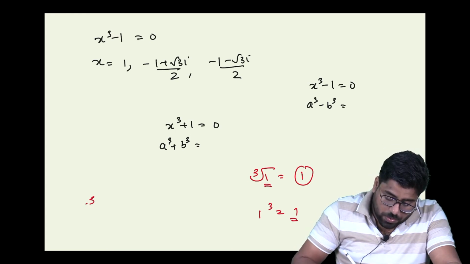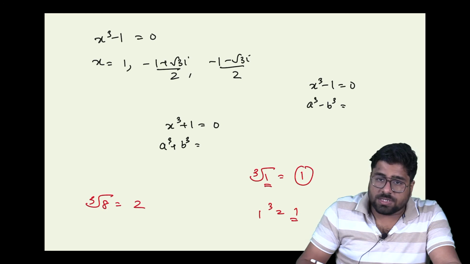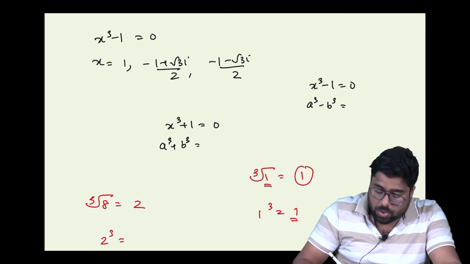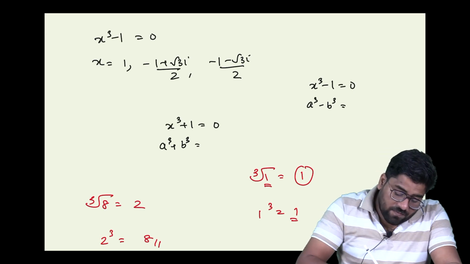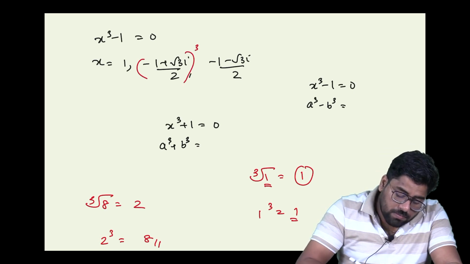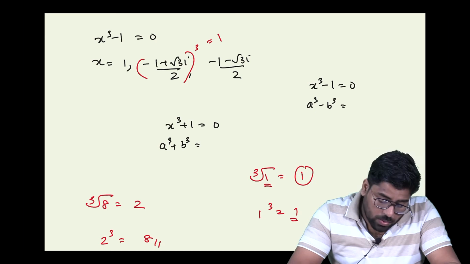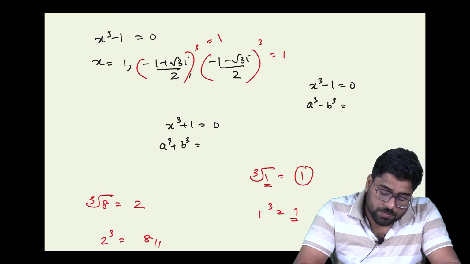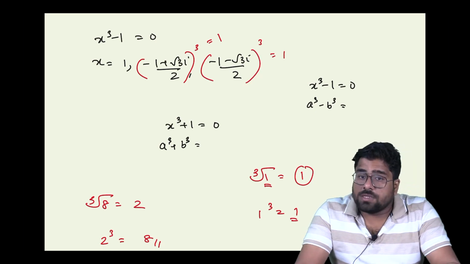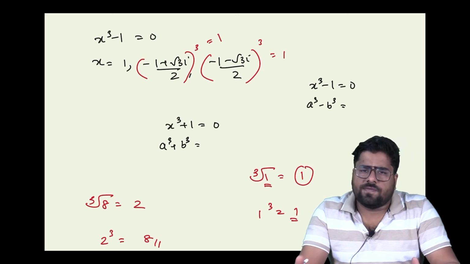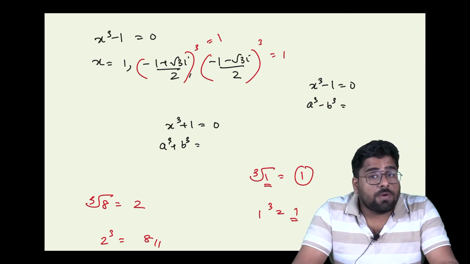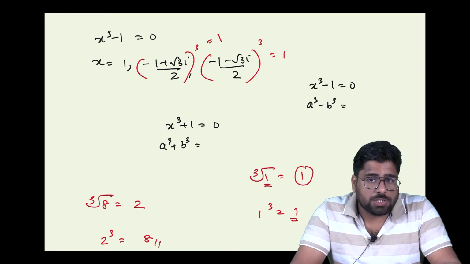So when I write that the cube root of 8 is equal to 2, what am I supposed to say? I'm supposed to take 2 cube, and when I take 2 cube, I'm supposed to get the value of 8. Similarly, when I take the cube of this number, I'm supposed to get 1. Only if that is true can I say that my answers are correct. That is some form of verification that I'm trying to do.